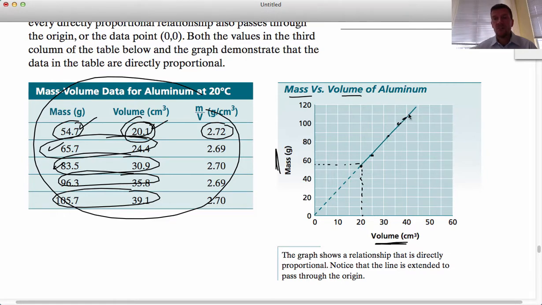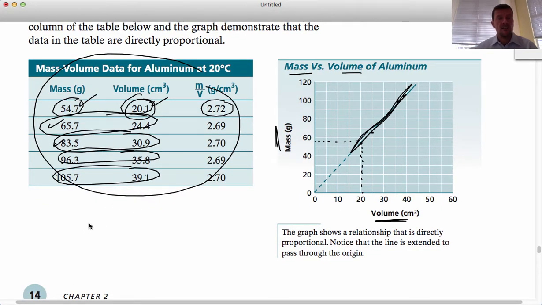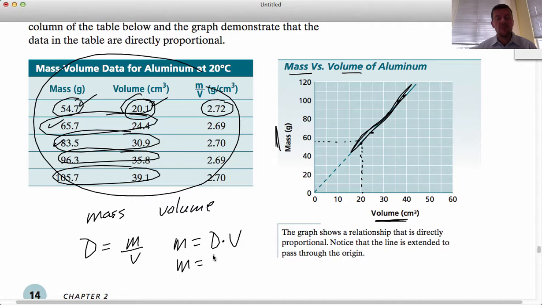And when you draw a line that represents all these points, it doesn't have to go through all of them, a line of best fit or a trend line, you'll see that we have a linear relationship. So that means that mass and volume are in a direct relationship. Okay? So you know that density is equal to mass over volume. Well, if we solve for mass, mass is equal to density times volume. There's your m equals dV, or m equals kV, or y equals mx. That's your linear relationship right there.